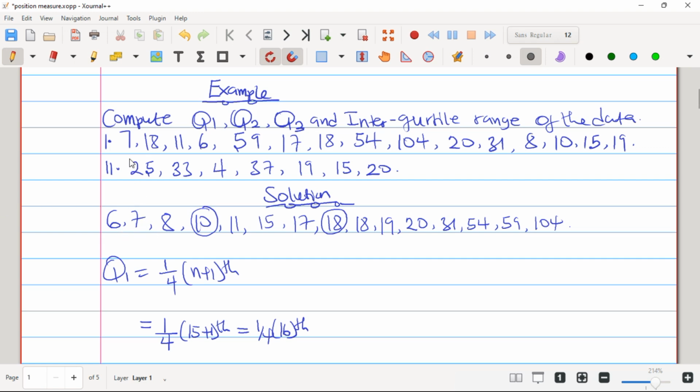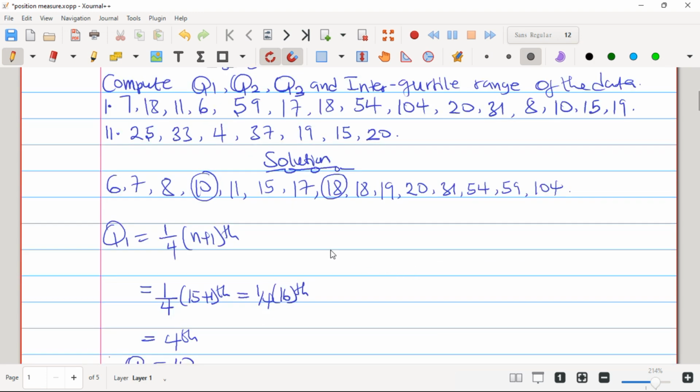For the first quartile, you saw in the formula that Q1 is equal to 1 over 4 times n plus 1 position. After arranging in order, we have to know our total number of observations, represented by n. So we have to count them: 1, 2, 3, 4, 5, 6, 7, 8, 9, 10, 11, 12, 13, 14, 15. That is 15 observations, so here our n is equal to 15.